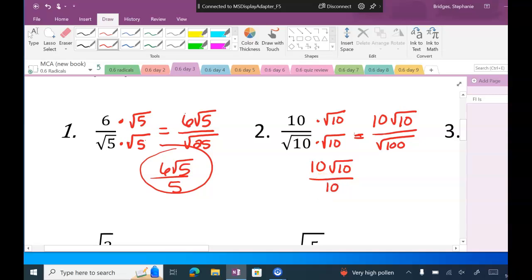Some of you may go directly from multiplying by the square root of 10 to that step that I just wrote. You may realize that when I multiply a square root by itself, it just turns into that number. Is there anything I can simplify here?